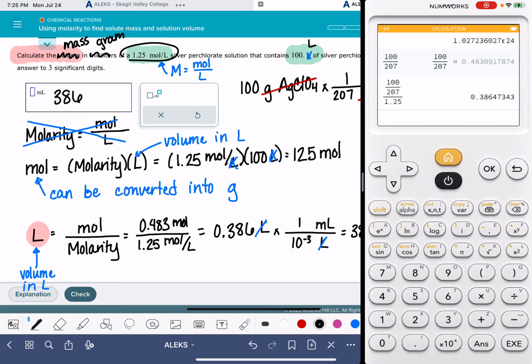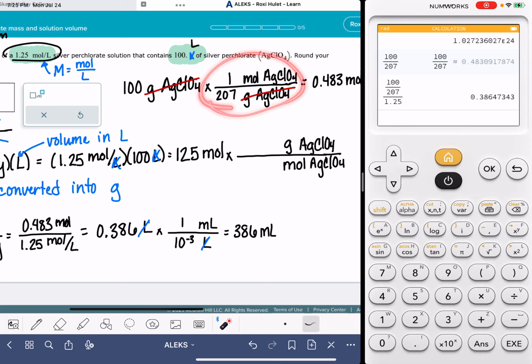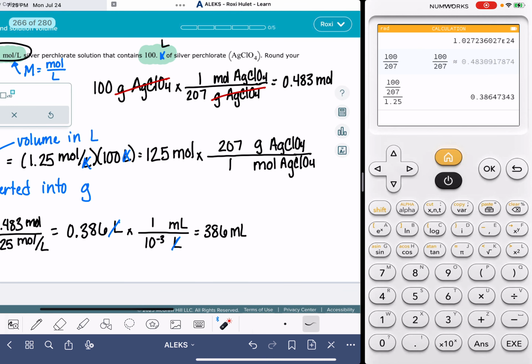And if the problem was actually asking me for the mass in grams and not the moles, I would need to do one more conversion factor where my mole unit cancels and I convert into grams, still pretending like I'm using the AgClO4 molecule. And I'm going to use the molecular weight that I looked up on the internet. 207 grams is 1 mole. We would just do one more multiplication here, and that would give us the answer.